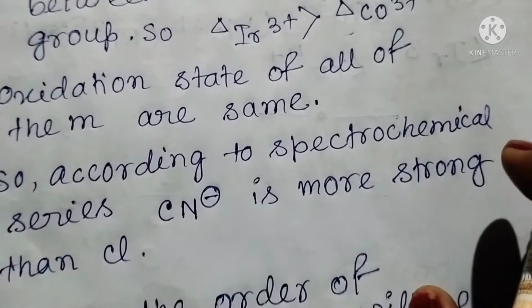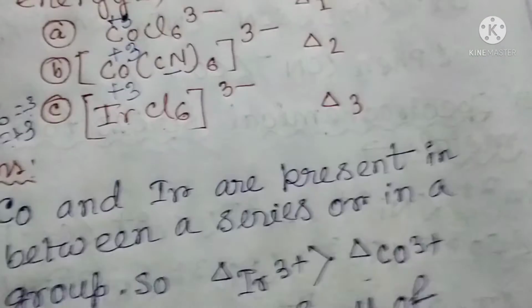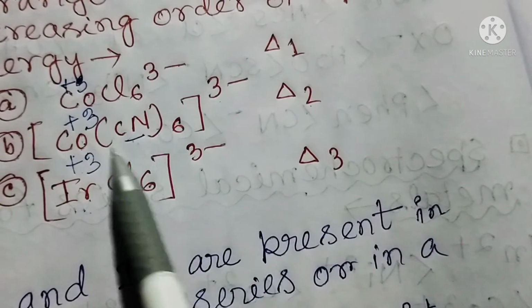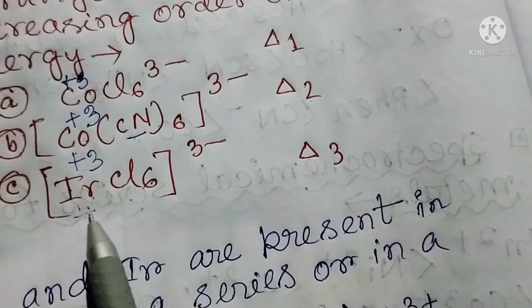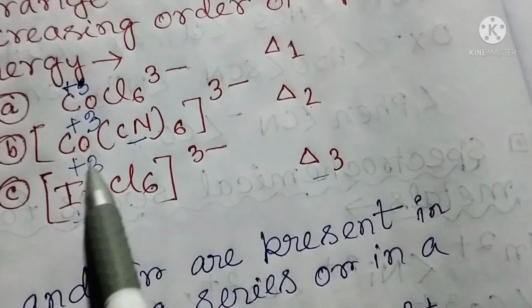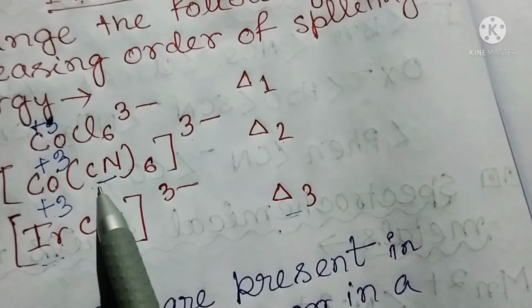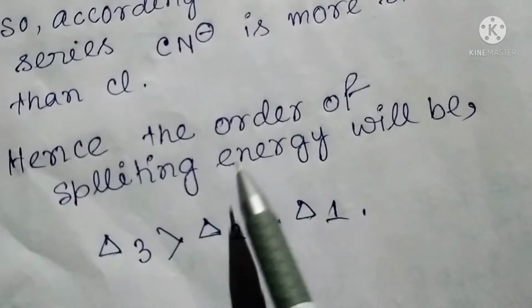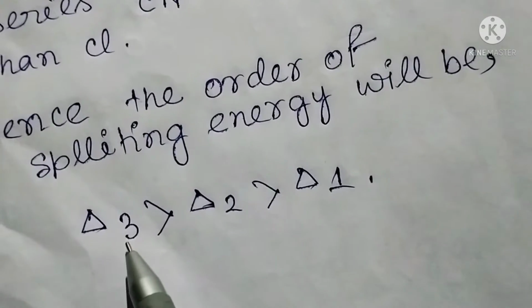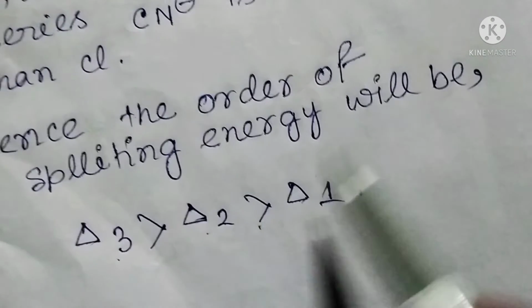Next, according to the spectrochemical series, we know that cyanide is stronger than chlorine. So at first the splitting energy of iridium is high because they are present in a group, and between these two the splitting energy is high for the cyanide ligand. So we get the order of splitting energy: delta 3 greater than delta 2 greater than delta 1.